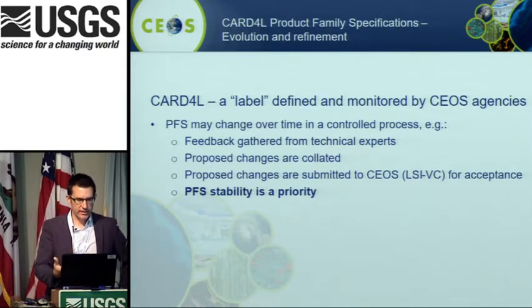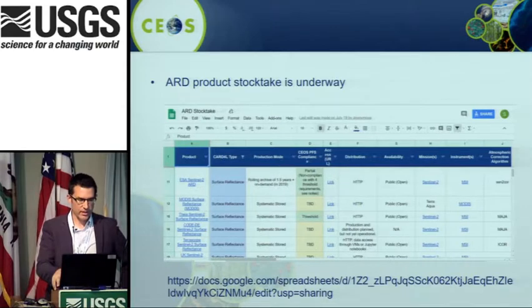So as a summary then, this is a label that's been defined and monitored by CEOS agencies through the Land Surface Imaging Virtual Constellation. The idea is that this is a living document, a living specification, although it was initially anticipated that it'll be controlled by the LSIVC. However, the idea is to have a PFS that is as stable as possible over time.